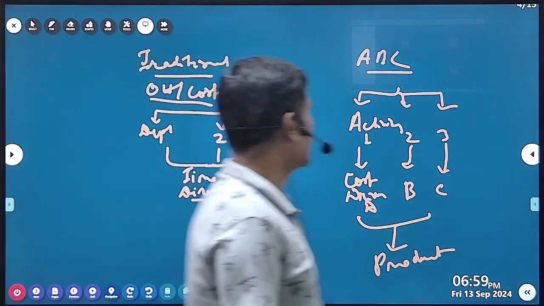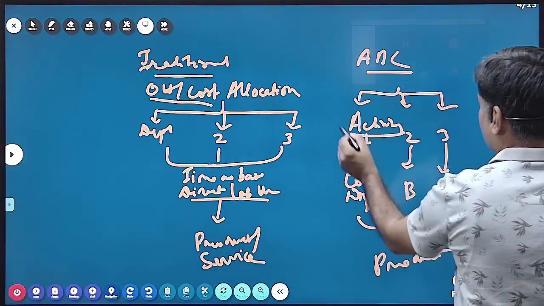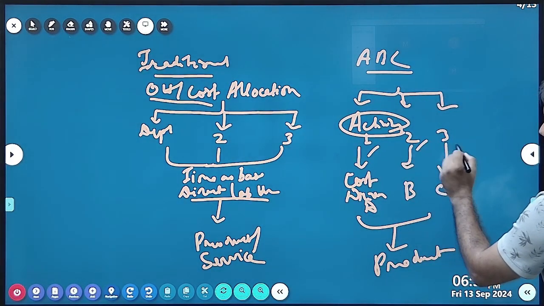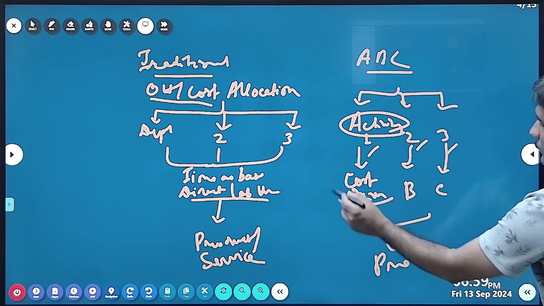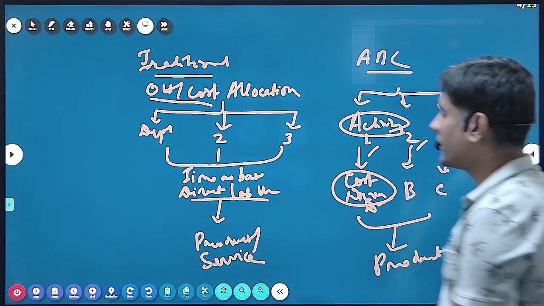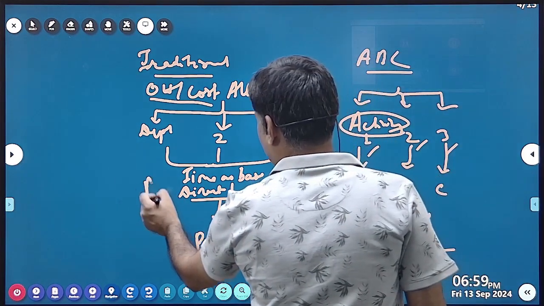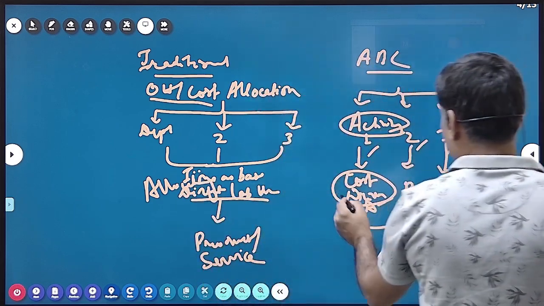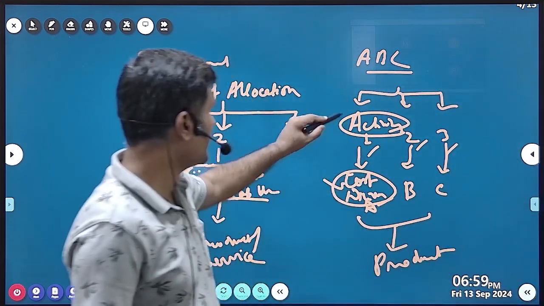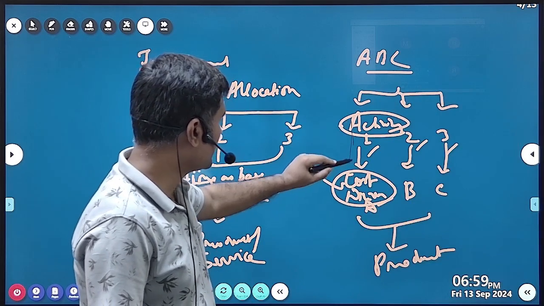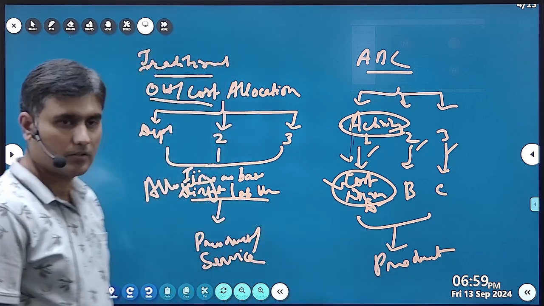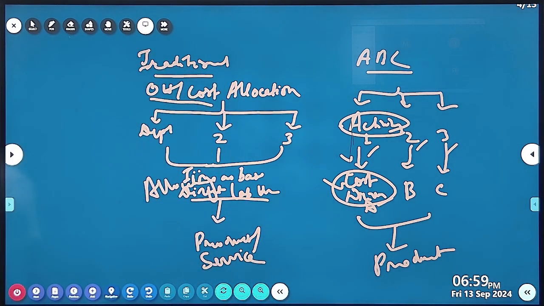But in ABC, what do they do? They identify the activities, and from those activities, here we allocate. Here we identify the cost drivers, identify the activities, from activities to the cost drivers, and from the cost drivers to the product. Correct?